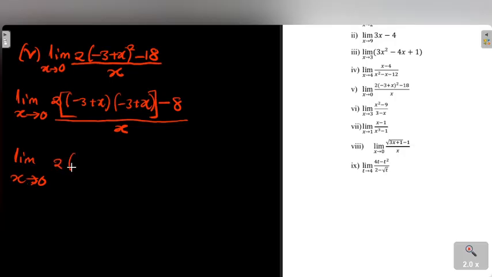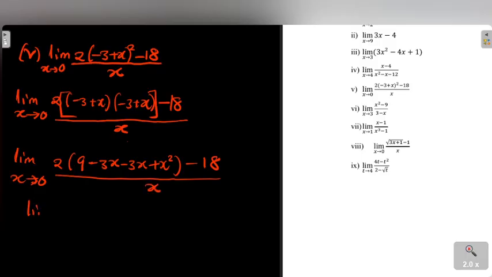Now we have the limit as x approaches 0, 2 open, then negative 3 times negative 3, that's a positive 9. Then negative 3 times positive x, we have a negative x. Then we have x times negative 3. Let me do again. Here we have negative 3 times negative 3, that's a positive 9. Then negative 3 times positive x is negative 3x. Then x times negative 3 is negative 3x. Then x times x is x squared. Minus 18 there.